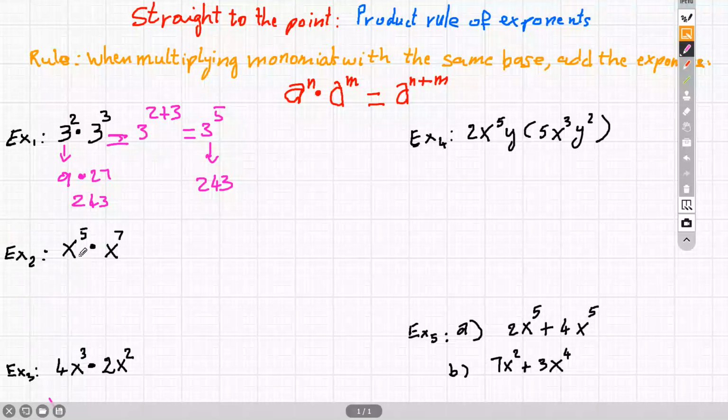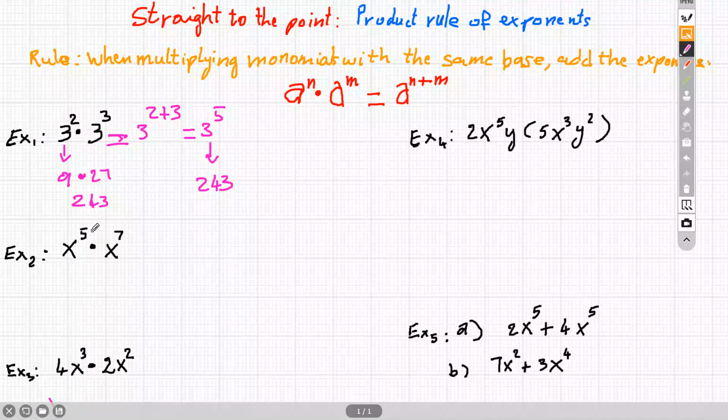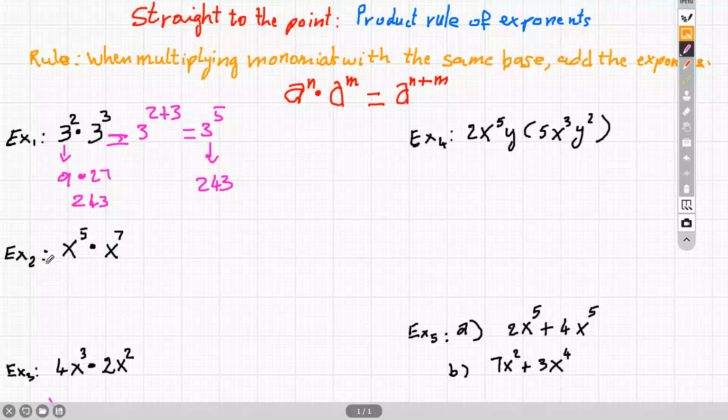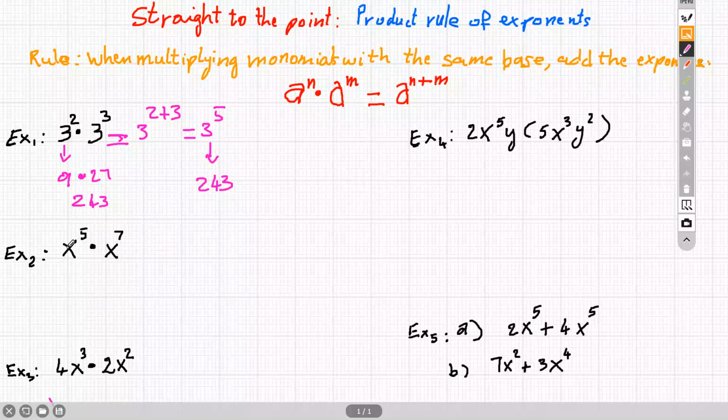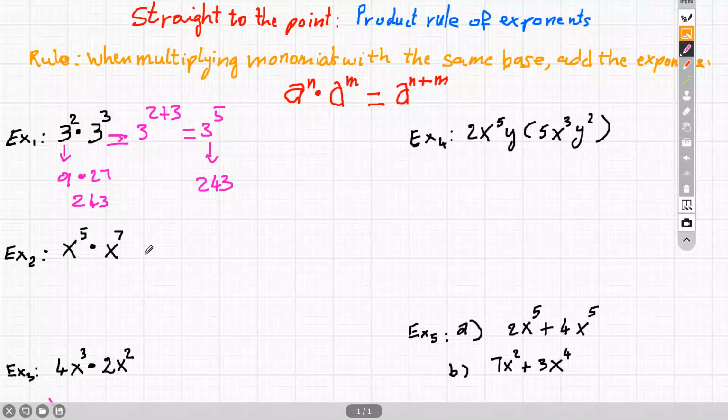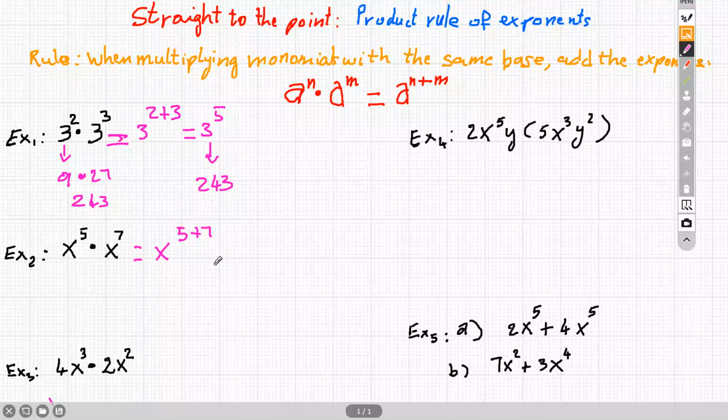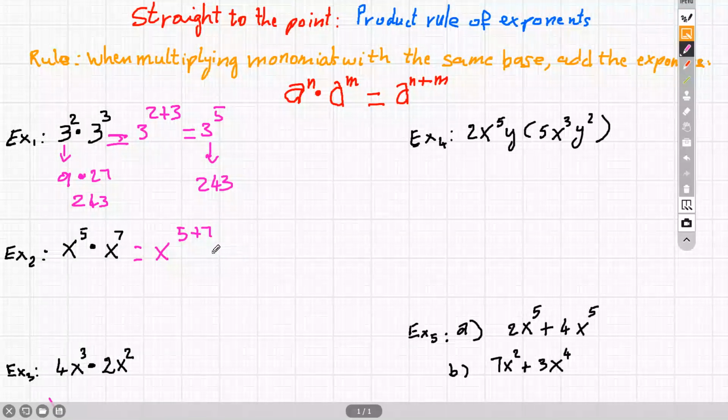So let's go to example number 2, where you only have variables. Notice we have the same base, right? The base right here is x. Above, the base is 3 and 3, right? Because these bases are the same and we are multiplying them, we can just say it's x to the power 5 plus 7. And 5 plus 7 is 12. So the answer would be x to the power 12. We just add 5 and 7, applying the rule.